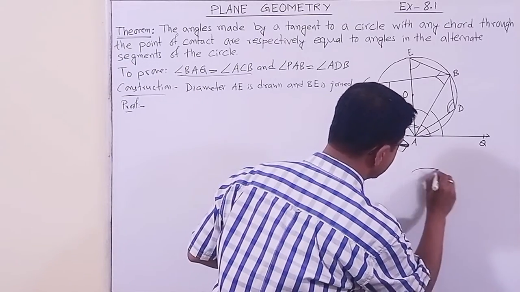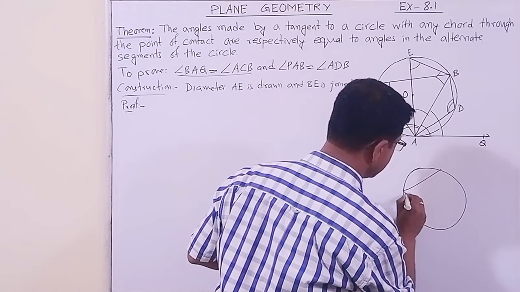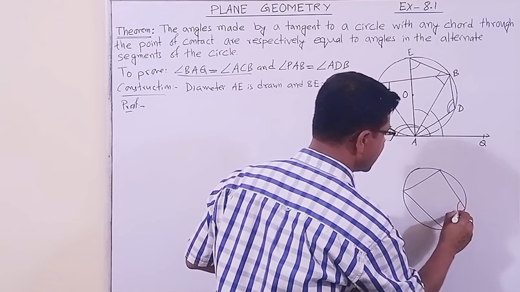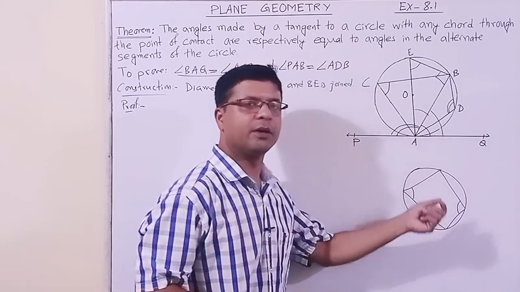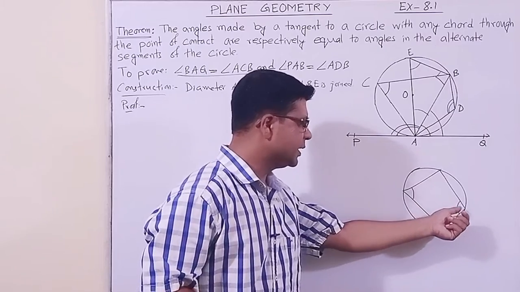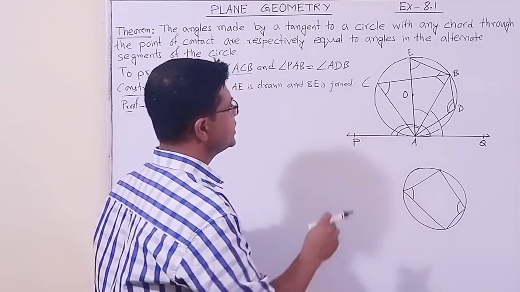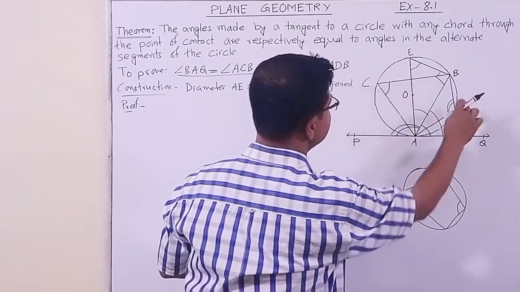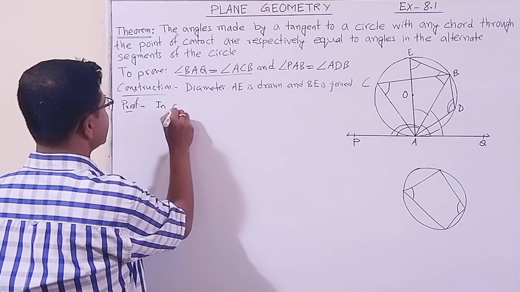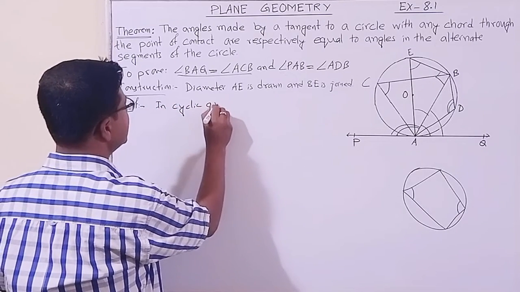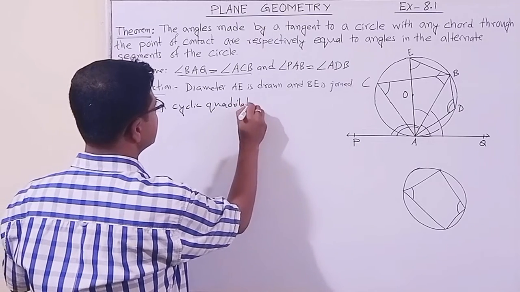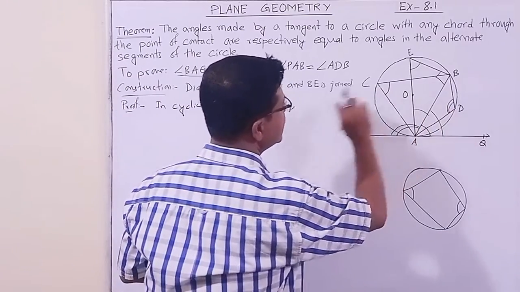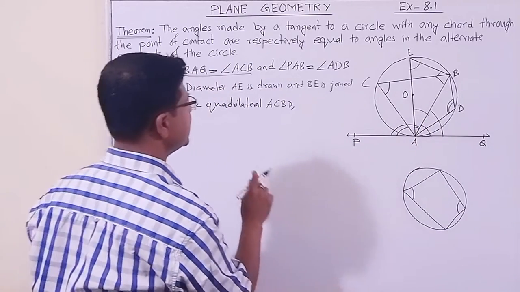Before starting it, we have to know one more property of circle. It is a cyclic quadrilateral. We know that in a cyclic quadrilateral, opposite angles are supplementary, or simply, the sum of opposite angles is 180 degree. So in this cyclic quadrilateral ACBD, what is the sum of these two opposite angles? It will be 180 degree.